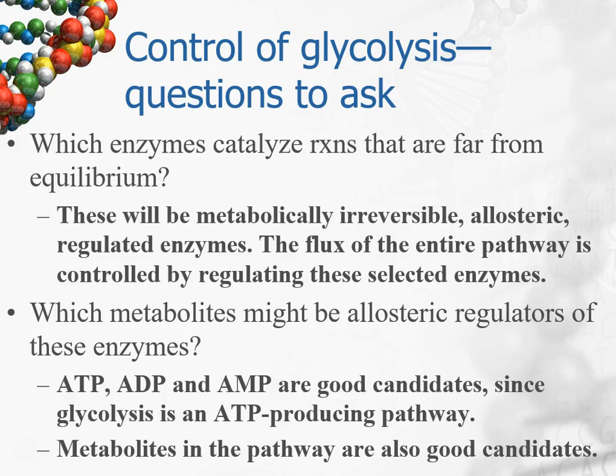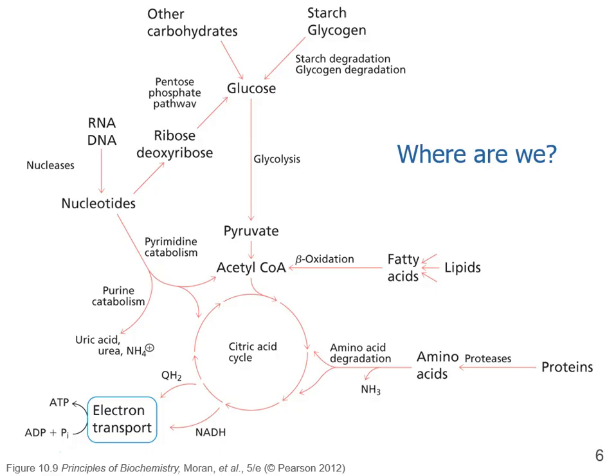So we want to know what those enzymes are, and then we want to know who is going to be regulating them. ATP, ADP, and AMP are good candidates, since glycolysis is an ATP-producing pathway, and they will let us know the energy status of the cell. Those are good candidates, but metabolites in the pathway are also good candidates.